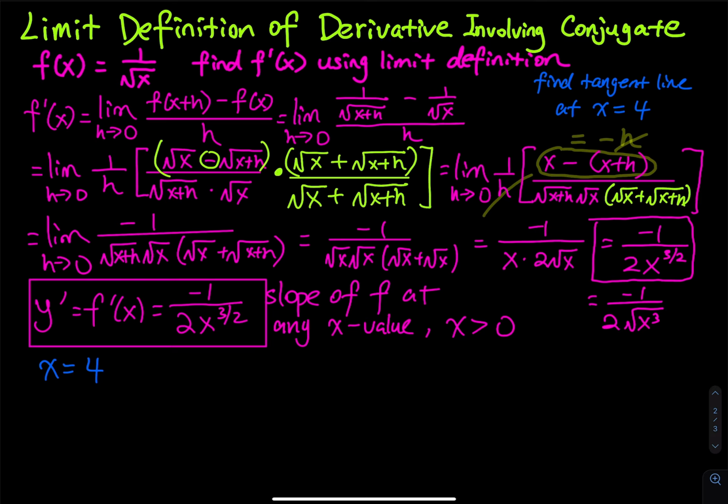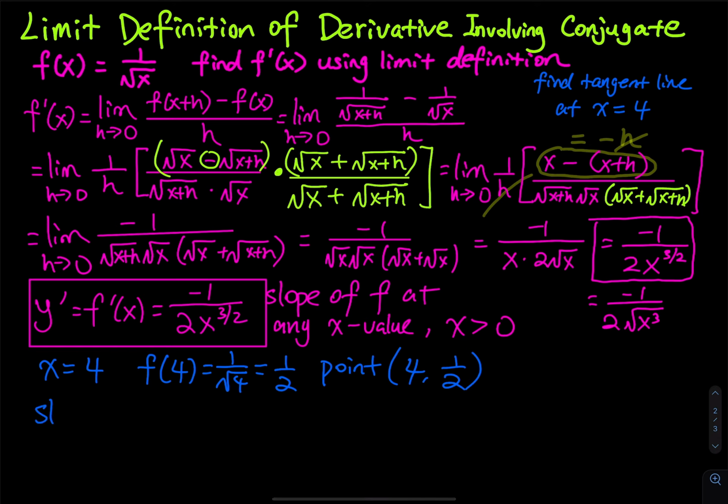Should I ask f of x or f prime of x? You are looking for a point on the curve. Again, a point on the curve, the position. You are asking f of x to do the job for you. So f of 4 is 1 divided by root 4, so that is 1 over 2. So there is a point on the curve when x equals 4, y equals 1 over 2. And this is a point on the curve.